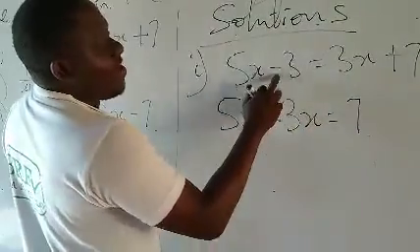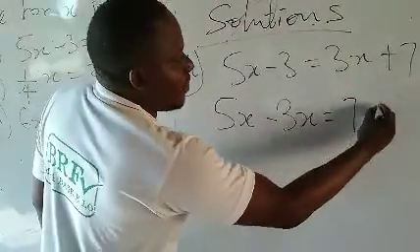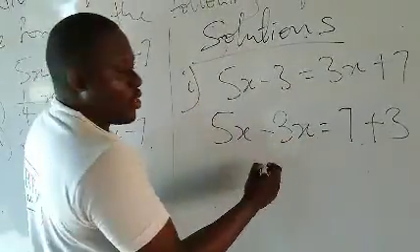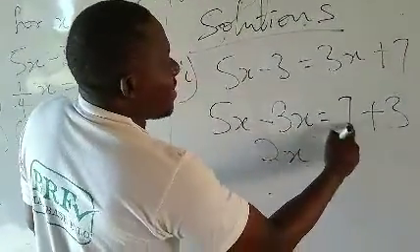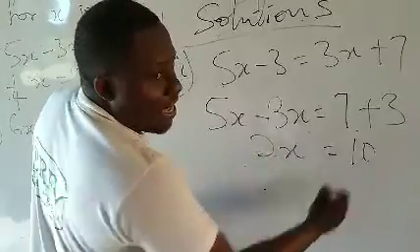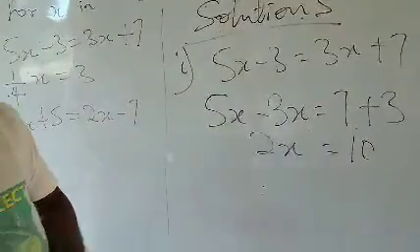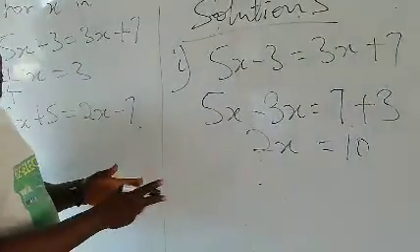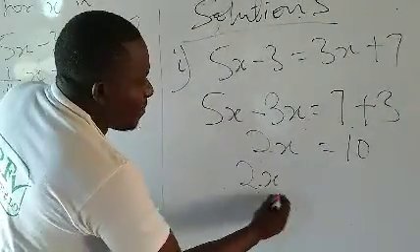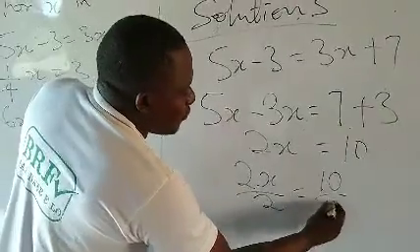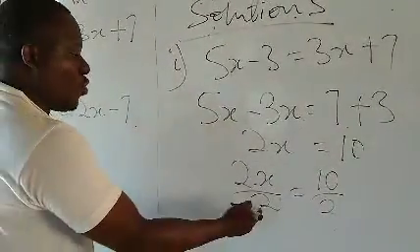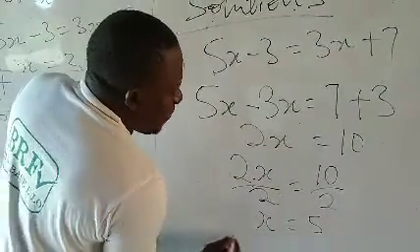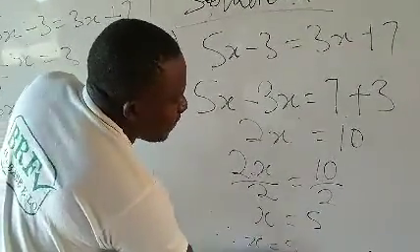3x is equal to 7. If minus 3 moves to the other side, it becomes positive. Do you understand now? 5x minus 3x is 2x. 7 plus 3 is 10. Now, because the coefficient of x is 2, you have to divide both sides by 2. That means 2x divided by 2 is equal to 10 divided by 2. 2 in 2 is 1, you have x. 2 in 10 is 5. Therefore, we can say that x is equal to 5.